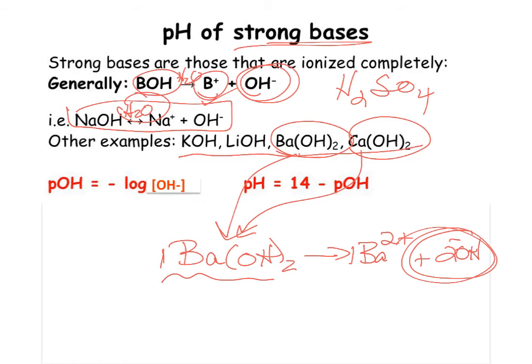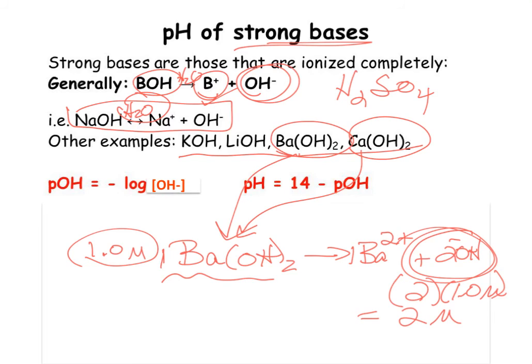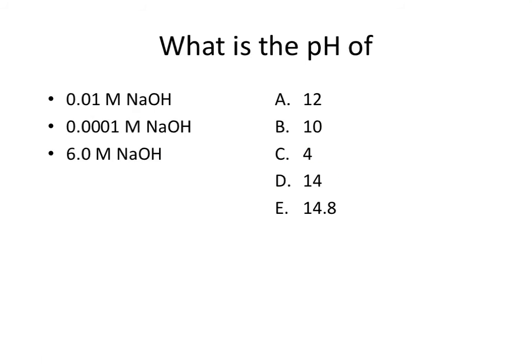So if I had a 1.0 molar solution of barium hydroxide, I would end up with a 2 molar hydroxide solution. So that's obviously going to affect the pH. Here are some simple examples.